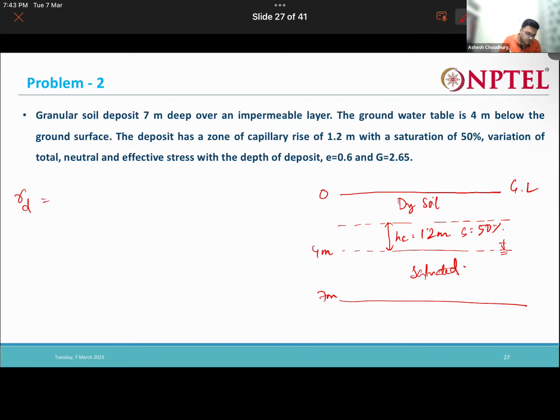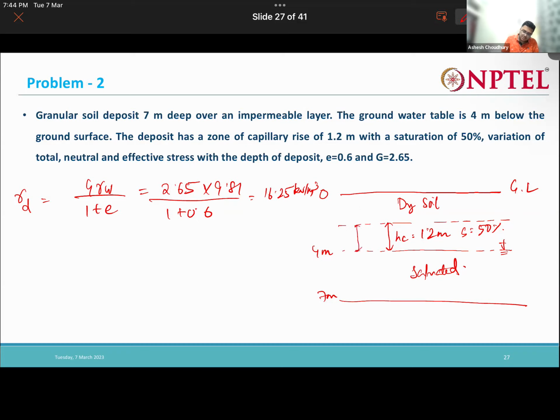What is the formula for gamma d? G into gamma w by 1 plus e. So I know my G is 2.65 into 9.81 by 1 plus 0.6. So it will be 2.65 into 9.81 by 1.6, which is 16.25. Okay, gamma d I got, meaning the dry unit weight here.